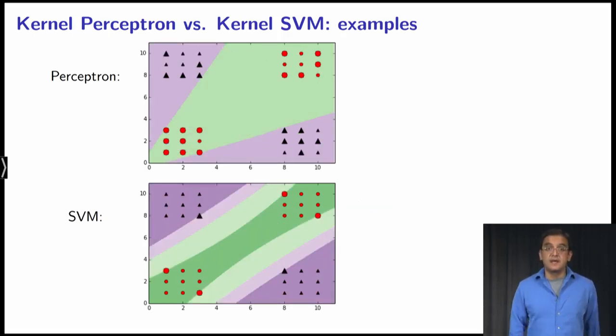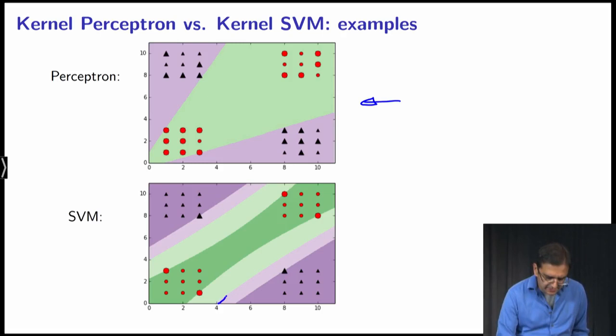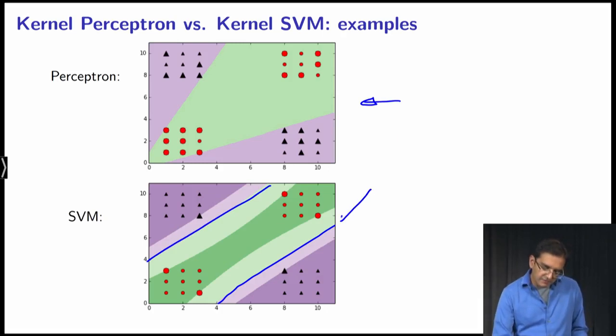Let's look at another example. Here is another data set that's not linearly separable. The perceptron algorithm comes up with some quadratic boundary, and this is the boundary that the support vector machine comes up with. So what are these lines over here? This is the decision boundary right here. The formula for this boundary is W dot phi of x plus b equals 0.